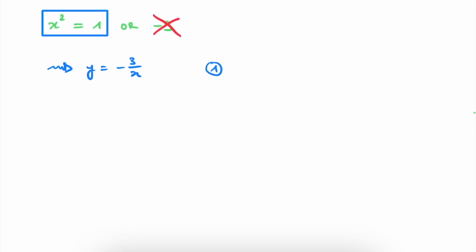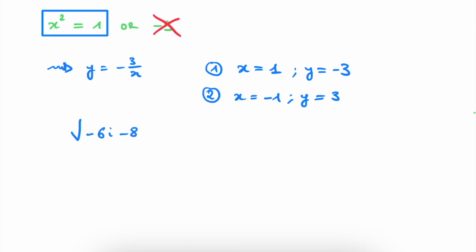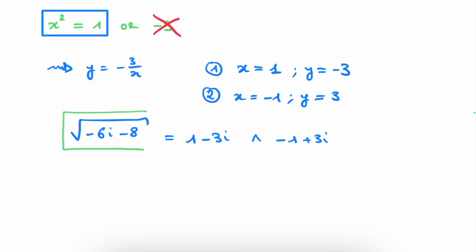We have our first solution that if x is equal to plus 1, then y will have to be equal to minus 3. And our second solution, if x is equal to minus 1, then y will be equal to plus 3. And this means that the square root of minus 6 times i minus 8 is equal to either 1 minus 3i or is equal to minus 1 plus 3i. So we have two solutions for this square root right here.